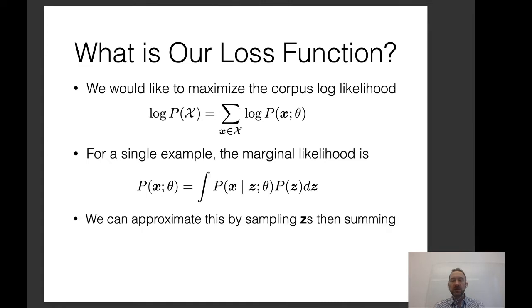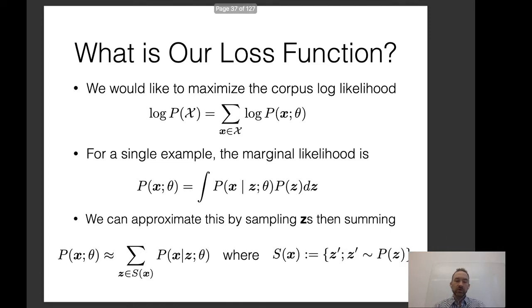Unfortunately, however, this is not tractable unless we put very strong constraints on the functions that we're allowed to use here for the prior and the likelihood function. And we don't really want to do that because that would limit the expressivity of, for example, the neural network that we could use here. So what we do instead is we approximate this integral by sampling and then summing over all of the samples, where the samples are derived according to the prior distribution here.